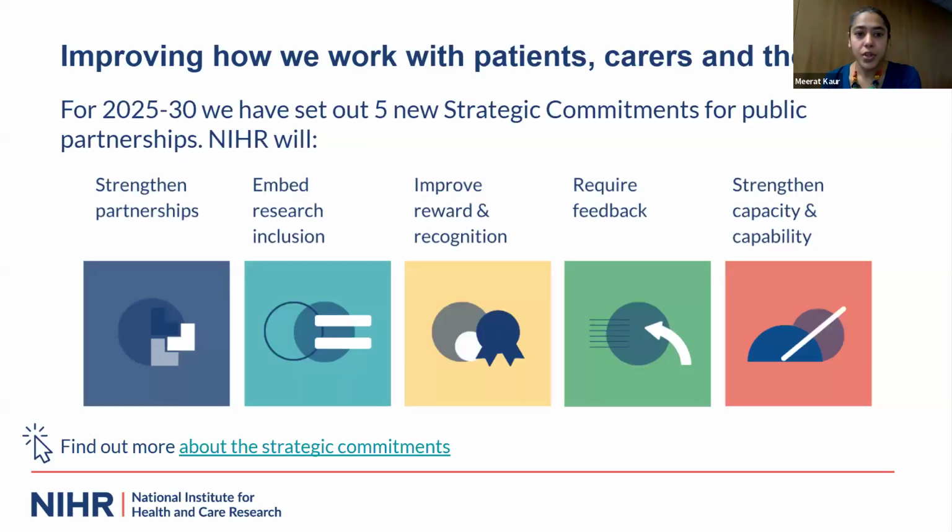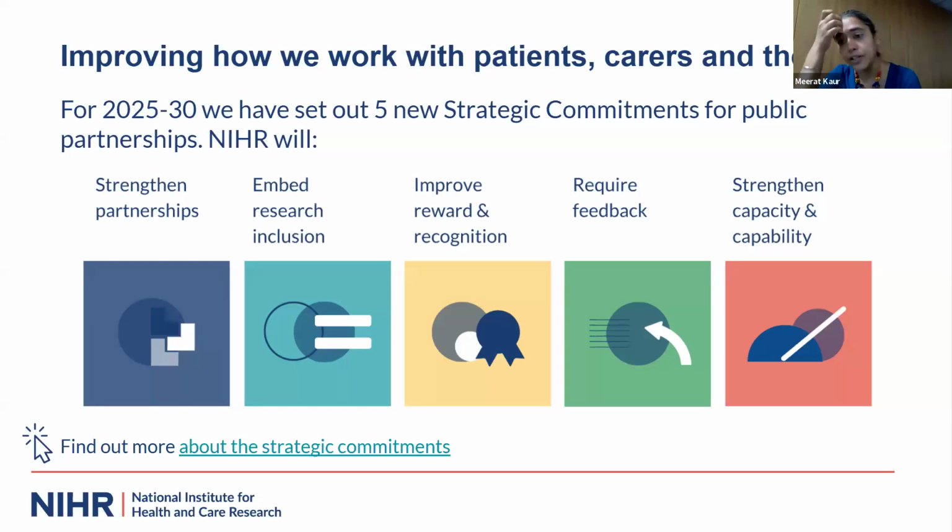We also need to improve certain things in the NIHR, and how we work with people and communities is one of them. There are 5 key areas that we really want to advance, and so we've set a new strategic direction. These are called the strategic commitments for public partnerships. This really focuses and aims to mobilize action on 5 key areas which the NIHR know that we need to improve. These are here.